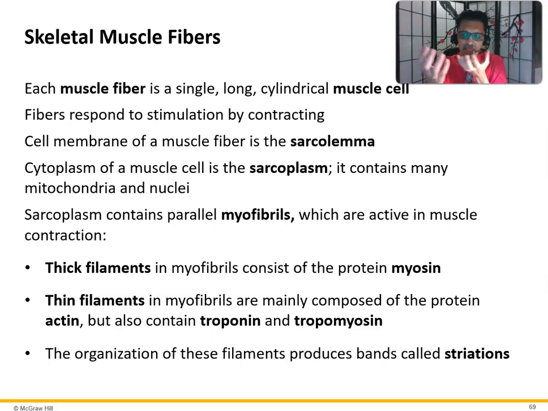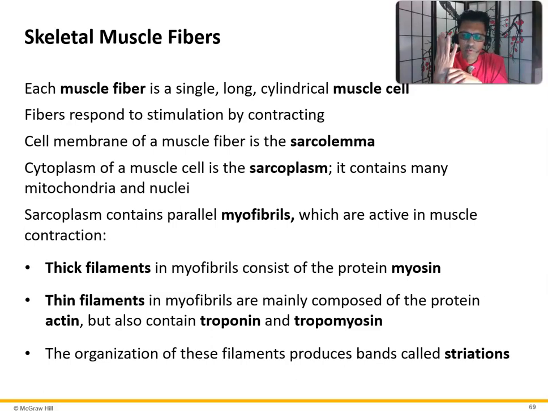And then inside the cell you have this fluid called cytoplasm. But in muscles we call that sarcoplasm. Sarco meaning muscle, so you kind of get prefix and suffix. Sarco is muscle. It contains many mitochondria and nuclei. Remember, mitochondria are the powerhouse of the cell and nuclei are the brain of the cell. Sarcoplasm contains parallel myofibrils, like this is what parallel means, which are active in muscle contraction.